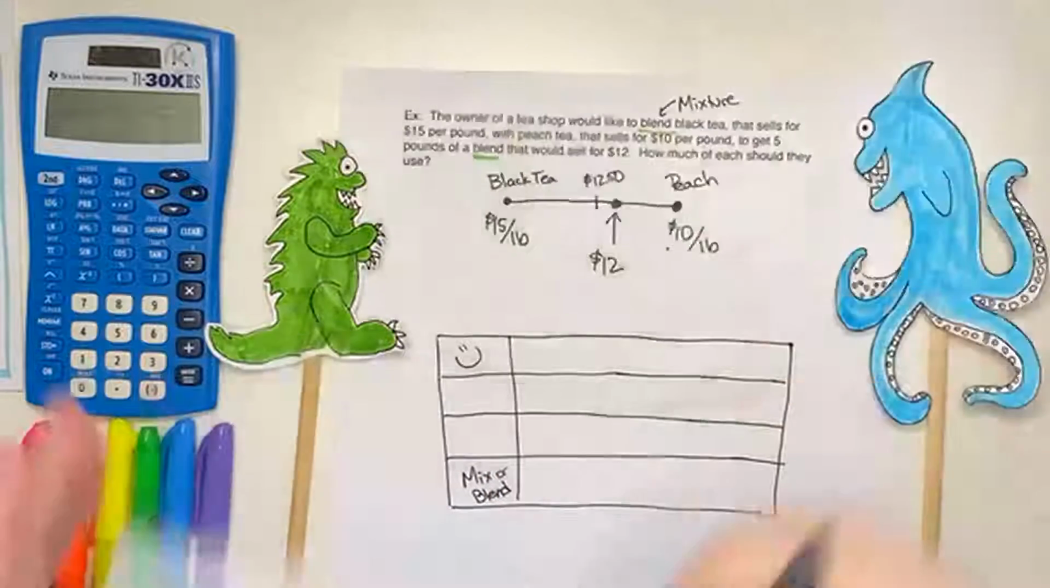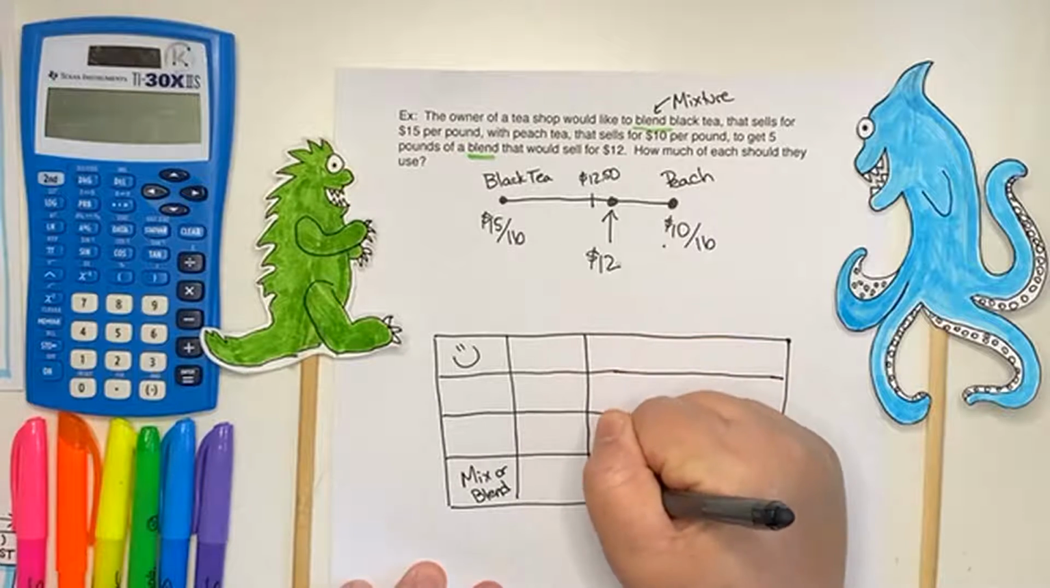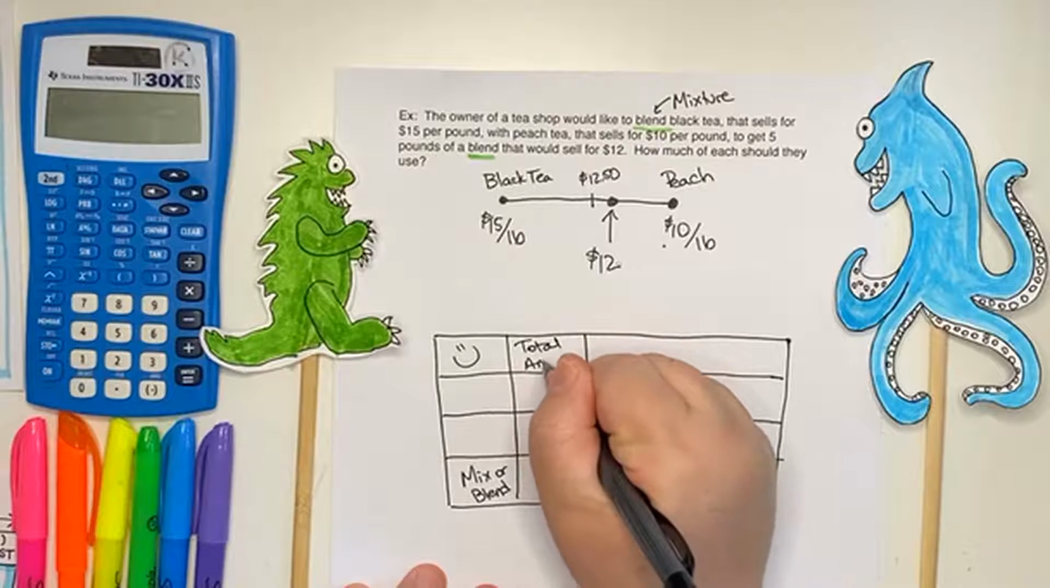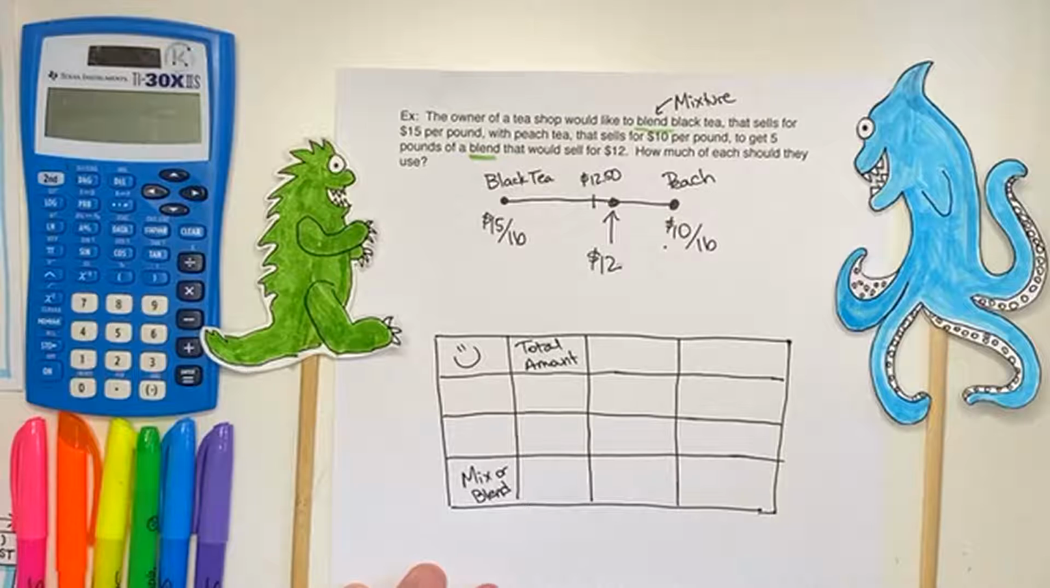Okay, so let me take this away so I can see the problem. And I've got the total amount goes here, and then another, and then another. So let's take a look.